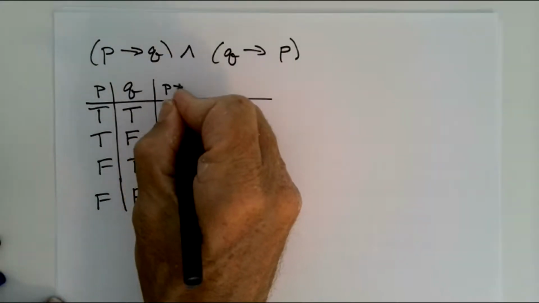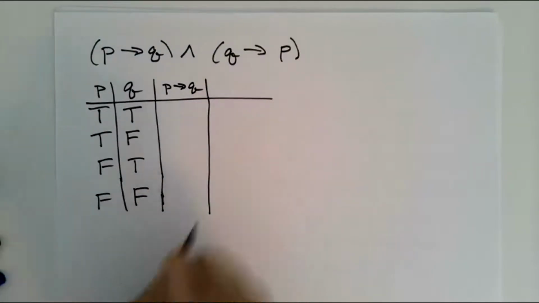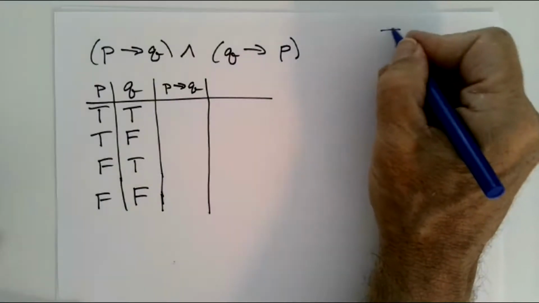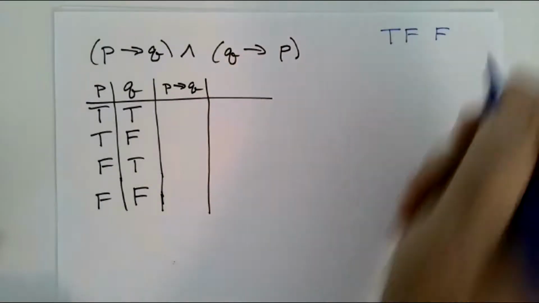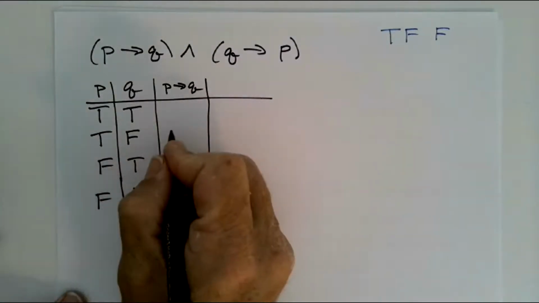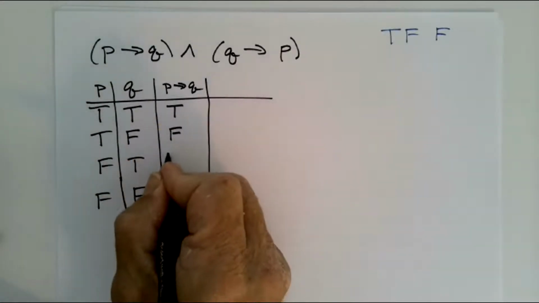Okay. So I can certainly do P implies Q. Next line, P implies Q. If P is true, then Q is true, our little cheat code is you look for TFs. That yields an F. Where do I have TFs? I have one right here that yields an F. So all of the others are true.